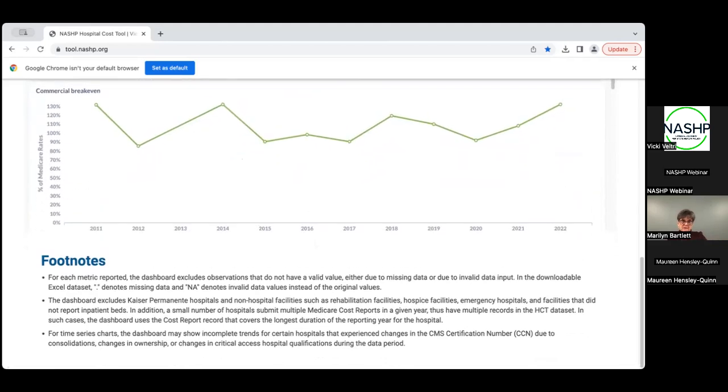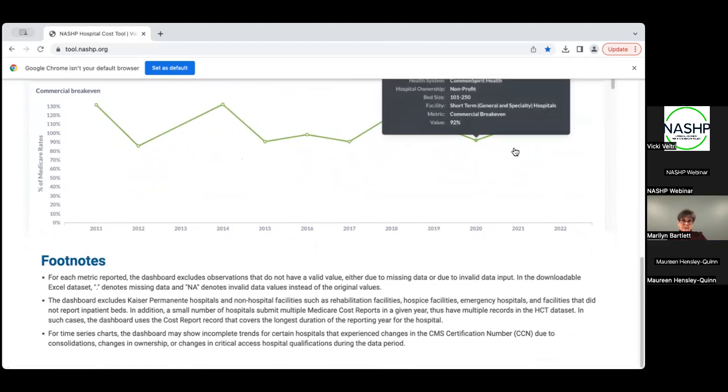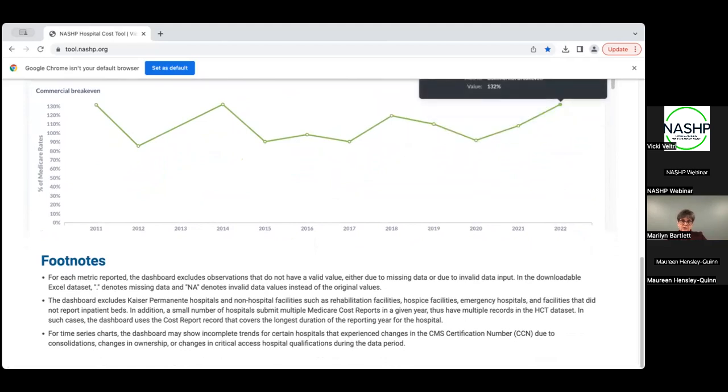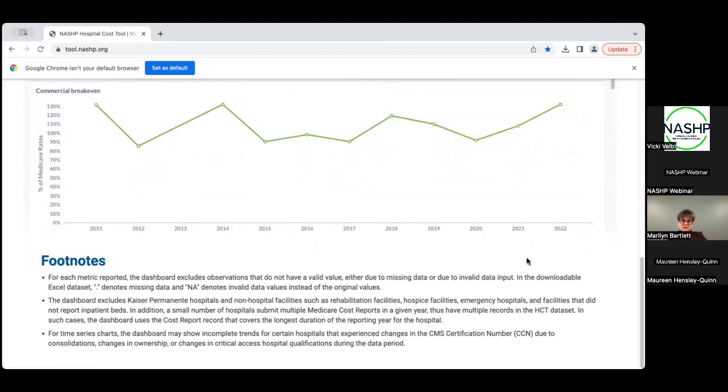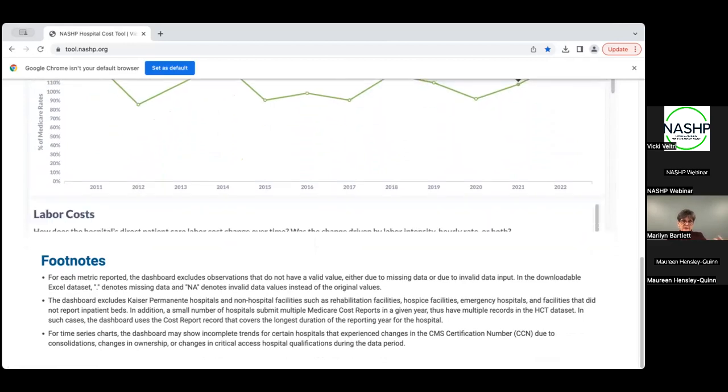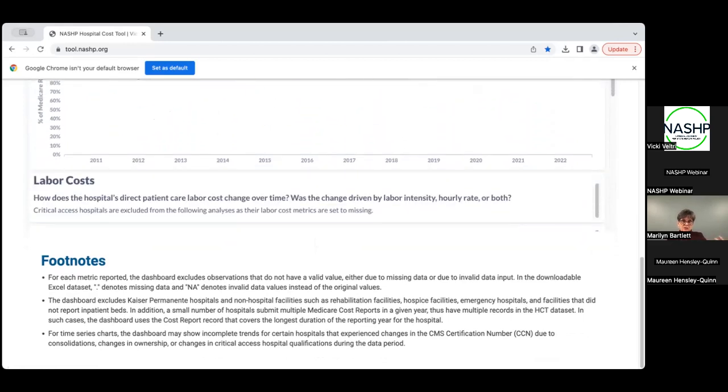Commercial break even for this hospital, they're at 132%. And you can follow this over time. Interesting, you can look at when they were under CHI, this gradual going up. You can see there are probably some financing changes, counting changes.